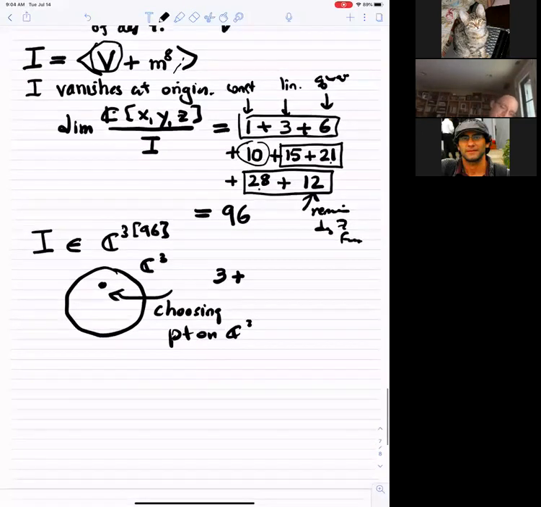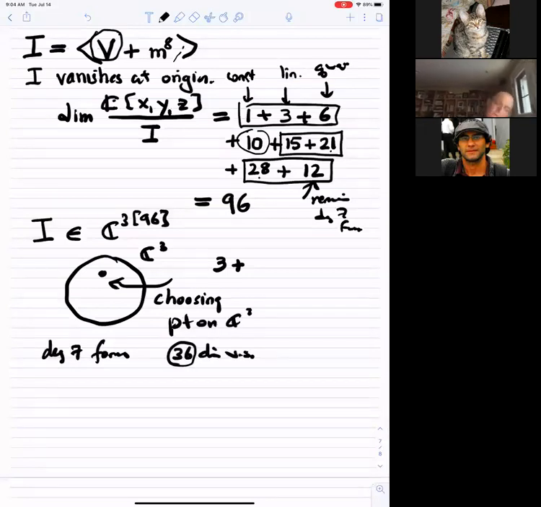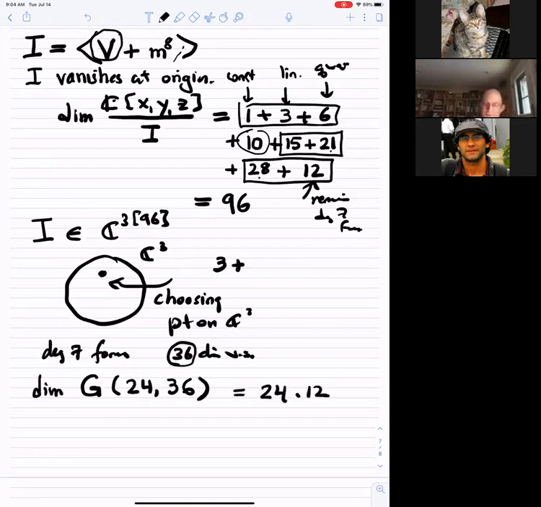The degree 7 forms form a 36-dimensional vector space. So inside the 36-dimensional vector space, I need to choose a 24-dimensional vector space. So that's given by the Grassmannian. So you have the Grassmannian of 24-dimensional vector spaces inside a 36-dimensional vector space. And then the dimension of this is 24 times 12. This 12 is 36 minus 24, which is 288. So you see that the locus of such ideals is already 291.